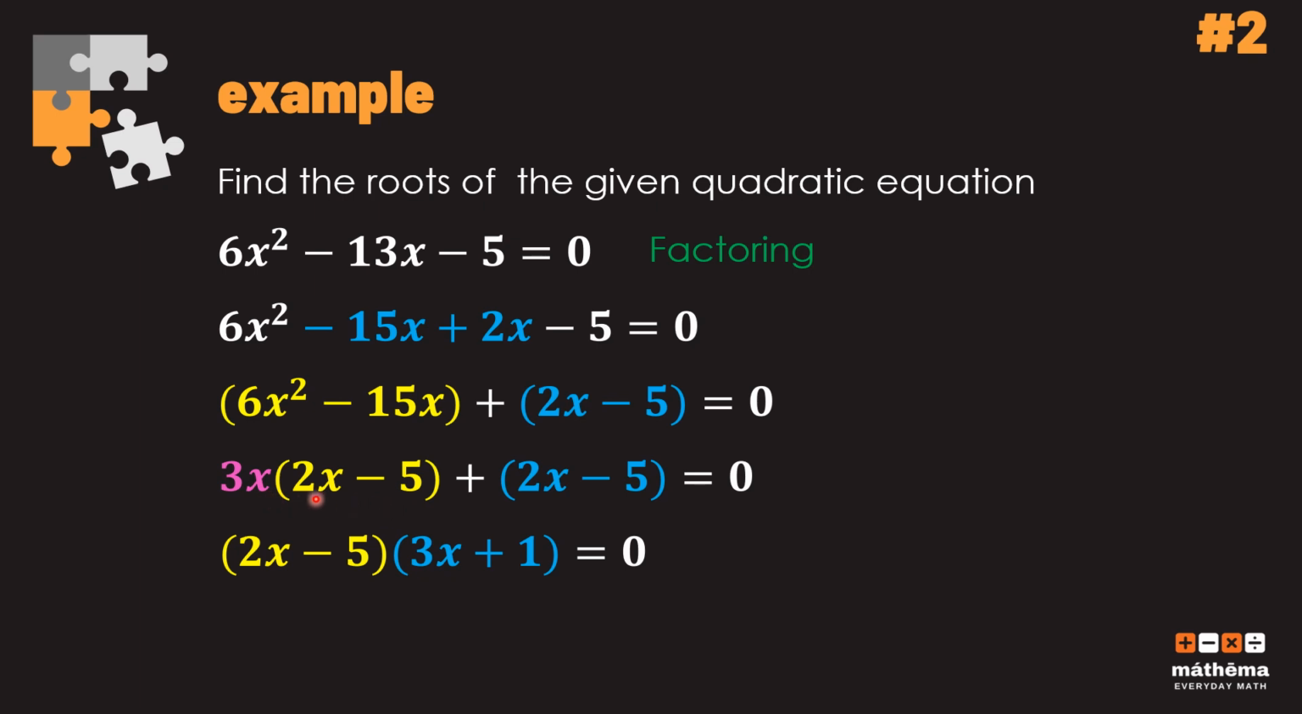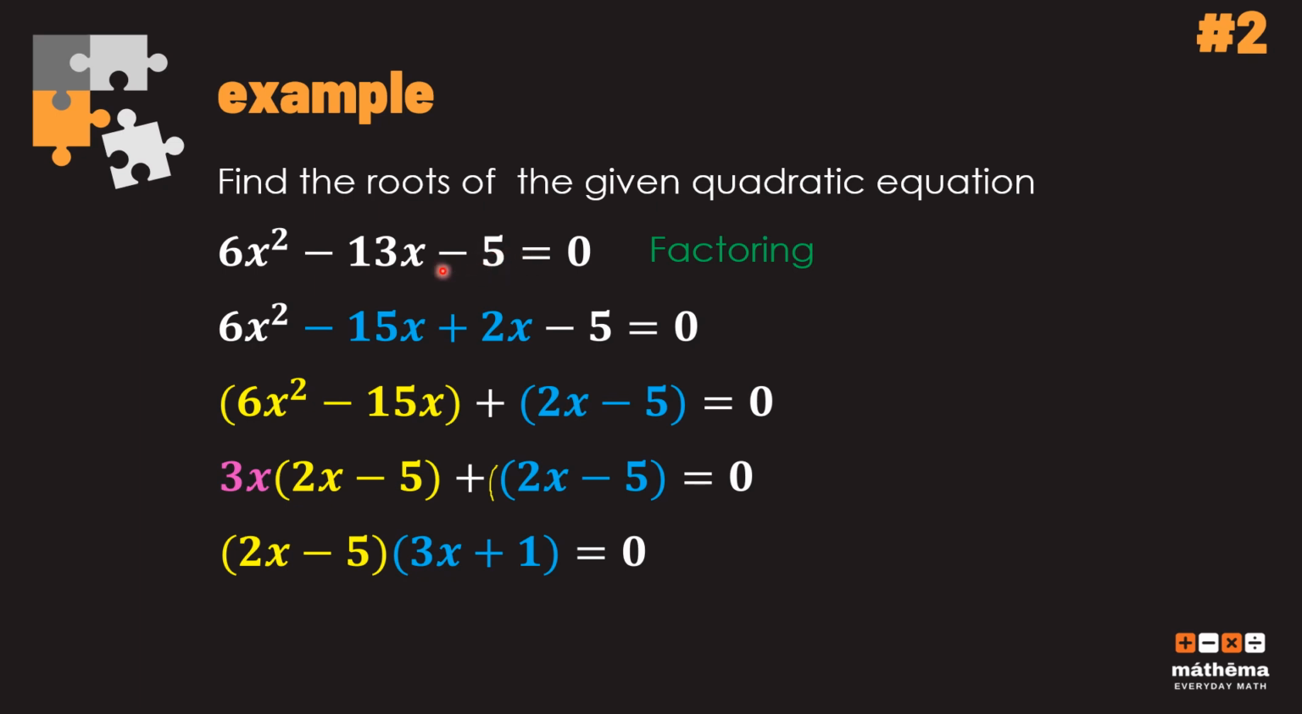What happened? We only have 3x, right? And then we copy the operation plus, and remember that there is actually a 1 here, right? There's a 1. So basically, when we factor out 2x minus 5, what is left is actually 1. So therefore, we have 3x plus 1 times 2x minus 5 is equal to 0. Now, these are now the factors of 6x squared minus 13x minus 5.